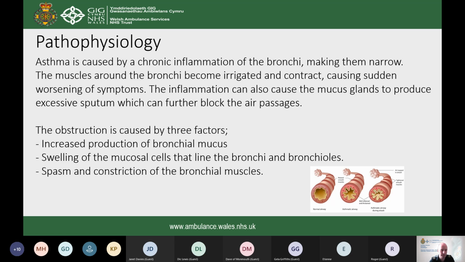it gets even smaller. So the key 3 factors that we're thinking about when we're talking about asthma is increased production of bronchial mucus, swelling of those mucus cells causing the bronchi and bronchioles to inflame and constrict, and then spasming and constriction of the bronchial muscles.